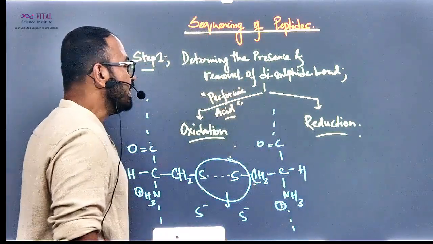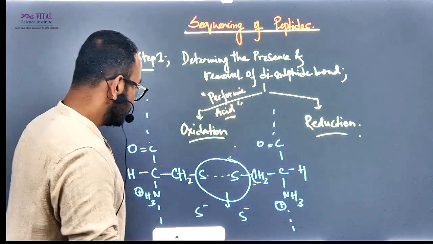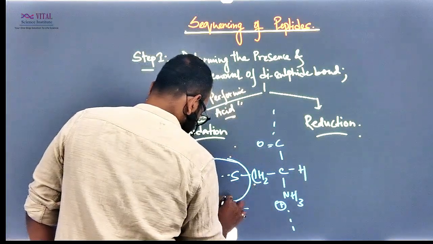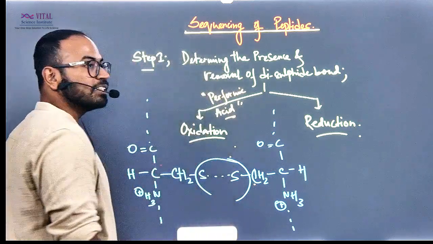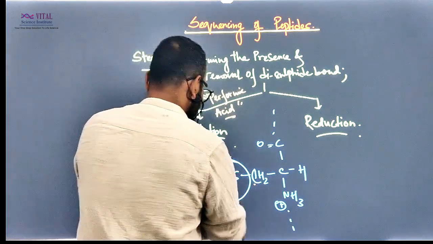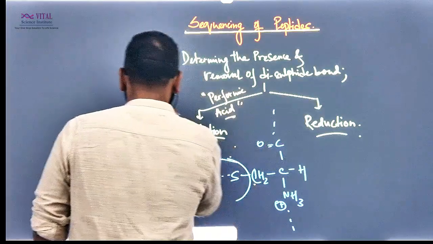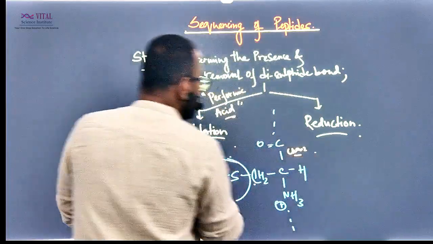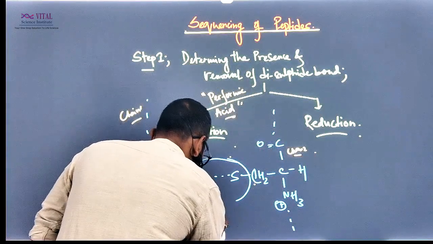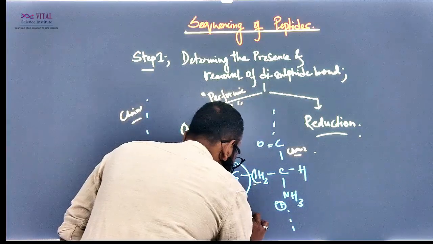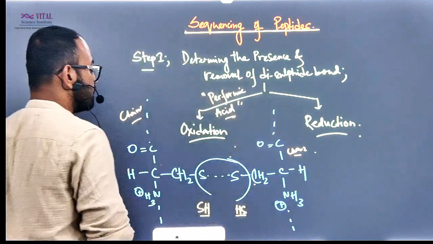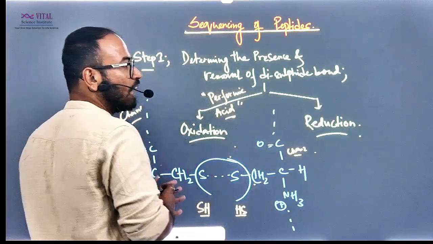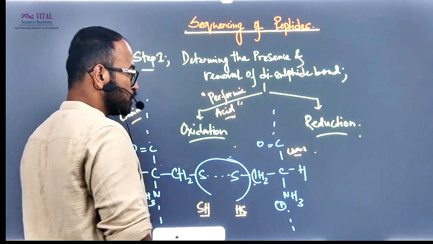On the other hand, when it comes to reduction, this is our disulfide bond. Suppose we are initiating the removal of disulfide bond by means of reduction. Due to reduction, what will happen? These two chains, chain 1 and chain 2, will be separated from each other, forming sulfhydryl group on each of the sides. So this is removal of disulfide bond by means of reduction.